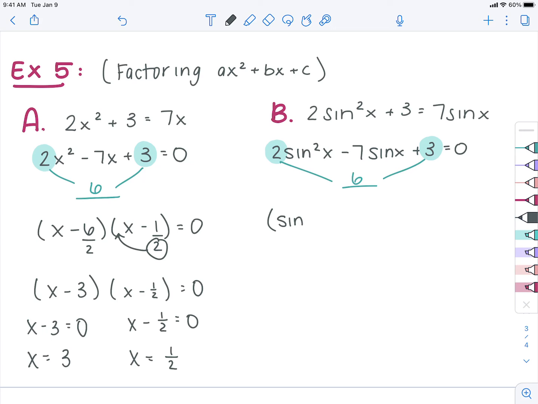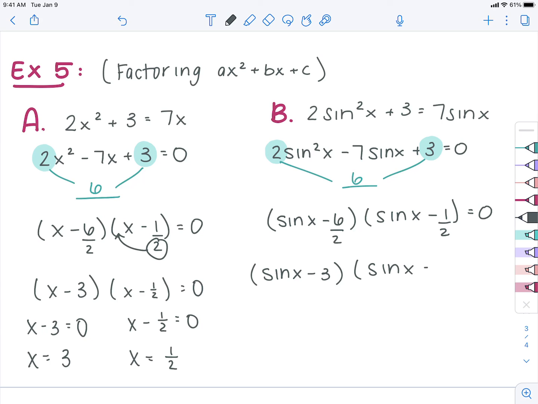So I'm going to have sine x minus 6, sine of x minus 1 equals 0. And then I have to divide both of those factors by 2 again because I multiplied by 2 to begin with. So I divide by 2 here, divide by 2 here. So I really have sine of x minus 3, sine of x minus 1/2 equals 0.